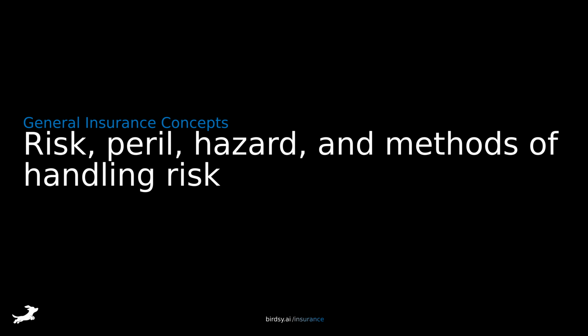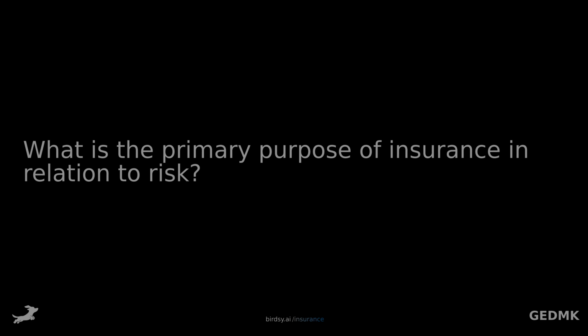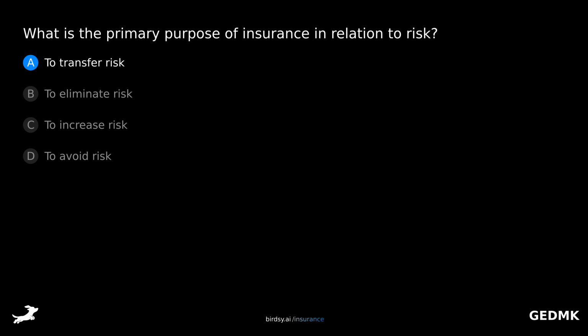General insurance concepts: risk, peril, hazard, and methods of handling risk. What is the primary purpose of insurance in relation to risk? Is it A, to transfer risk, B, to eliminate risk, C, to increase risk, or D, to avoid risk? The answer is A, to transfer risk.